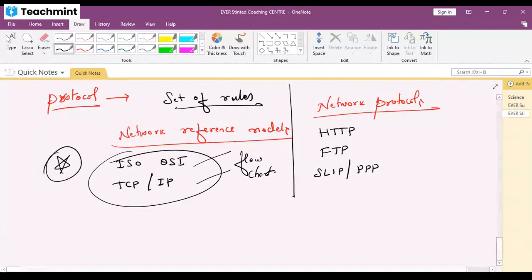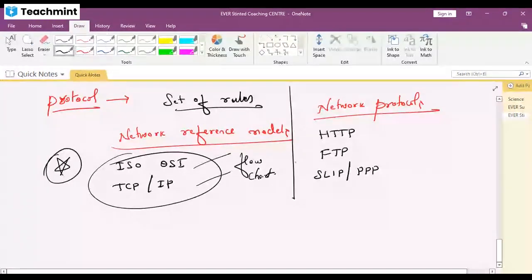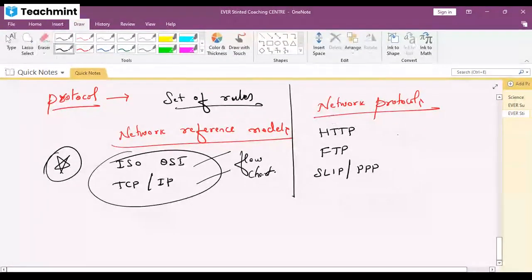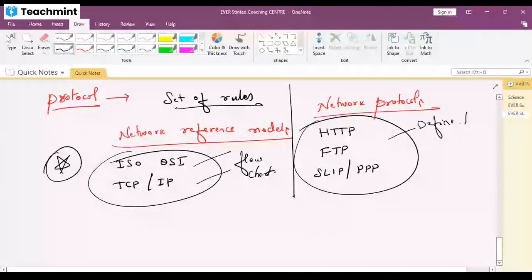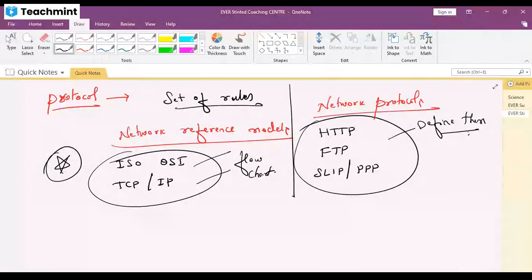But here, remember, they will not ask you to explain. This is not for explanation. Just you can define them. Just tell something about this, what exactly this means. Enough. See, I am telling you where you have to understand the explanatory part, and where if you study the basic definition, that is sufficient. Got it?